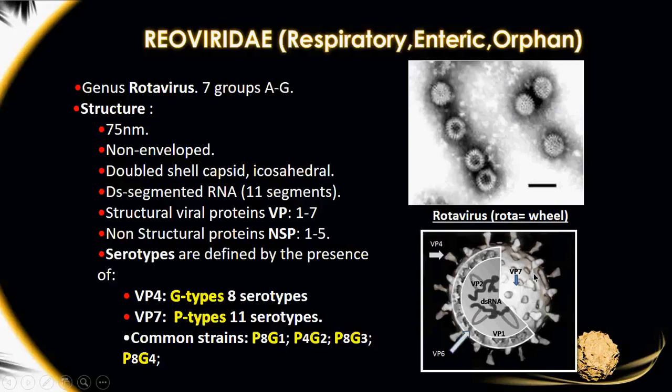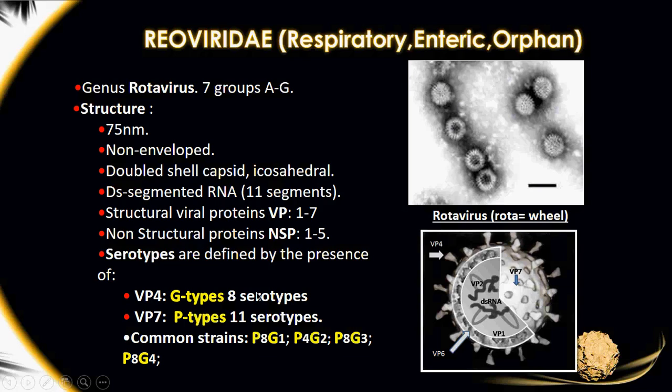Rotavirus can be serotyped by the presence of at least two structure proteins. The first is VP4, which defines the P types; at least 8 serotypes of this pattern exist. And VP7, viral protein 7, defines the G type, which can be classified into at least 11 serotypes.